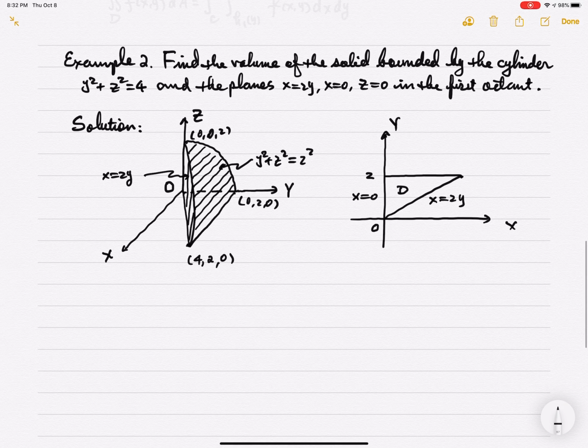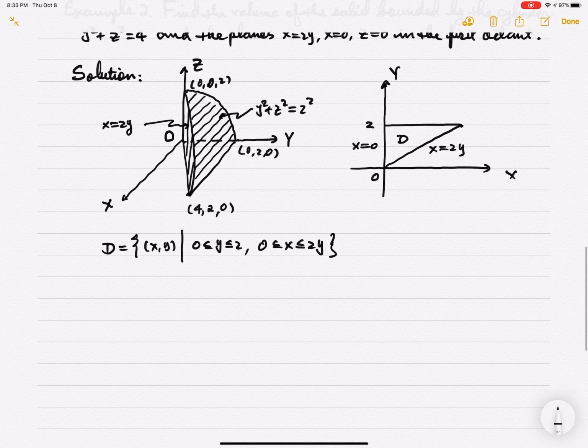So when you look at this, we say the region D, we can write it like, say here, D is (x, y), and then we say y changes from 0 to 2. Okay, then x changes from 0 to 2y. x changes from 0 to 2y.